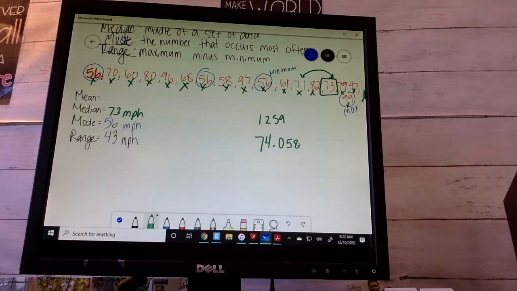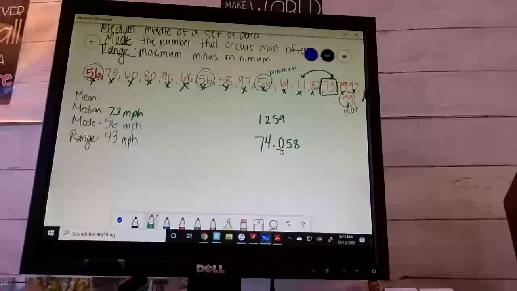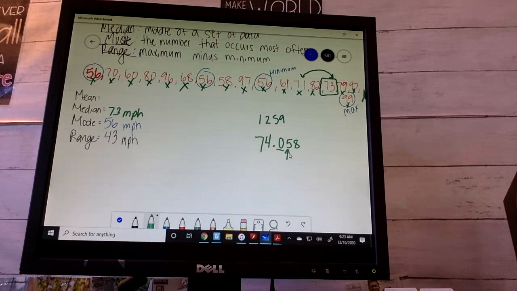What is 74.058 rounded to the nearest tenth? Where is the tenth? Which number is in the tenths, I should say? Noah? 0, which means we look at the 5. The 5 tells the 0 to go. Boop. So our mean is 74.1 miles per hour. Not too bad, huh?